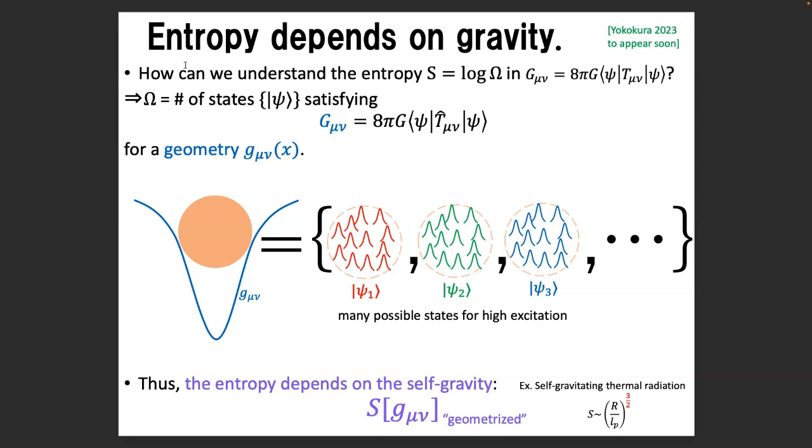Self-gravitating thermal radiation. Suppose you have a spherical static distribution of thermal radiation with radius R, but you have to consider self-gravity. That means you solve this equation consistently with the Boltzmann law locally, and then you get this very different behavior. If you neglect self-gravity, of course the entropy is proportional to R cubed, just a volume law, the textbook result. However, including the self-gravity, you have very different behavior. In this sense, entropy depends on the self-gravity.